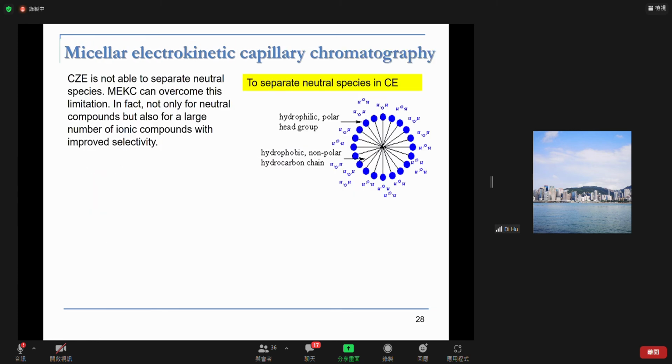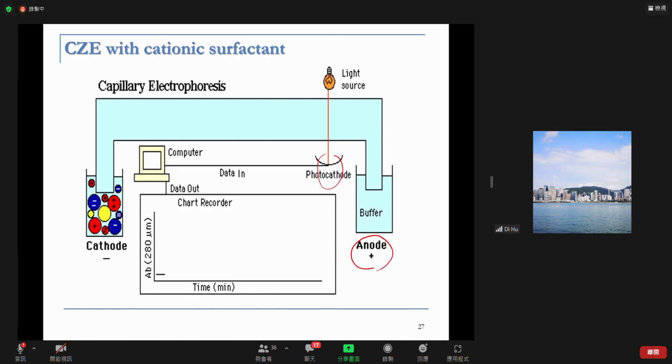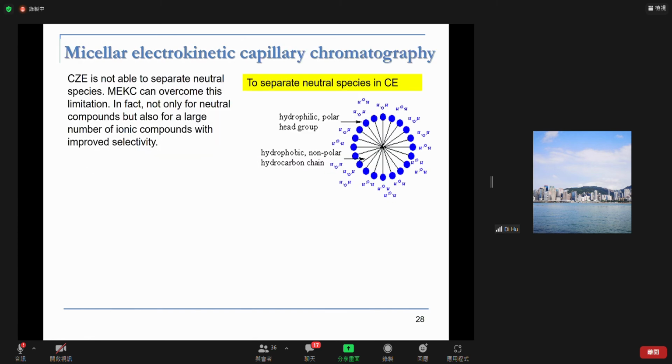That's it. But we know the limitation: neutral compounds cannot be separated. So how can we solve that problem? We can use micellar electrokinetic capillary chromatography to solve that problem.